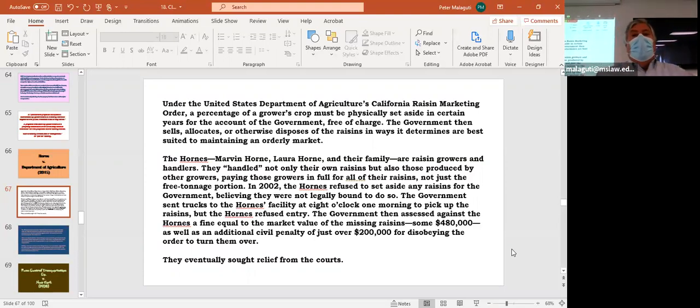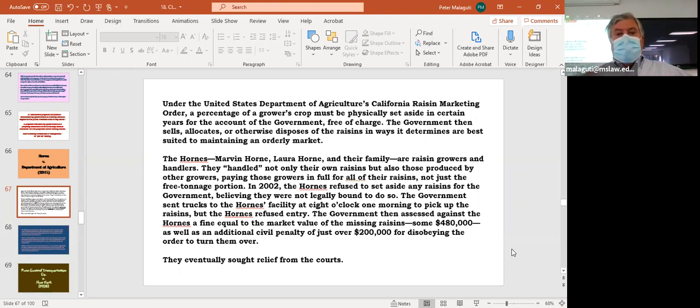Well, the Horns didn't like this. They thought it was unfair. And specifically for them, not only are they raisin growers, they're raisin distributors, and they handle raisins from other people. They pay for the raisins, and then they have to give some of it over to the federal government. So one day, the USDA trucks come to pick up their raisins, and the Horns say, "Nope, you're not getting our raisins this year. We're not going to do it."